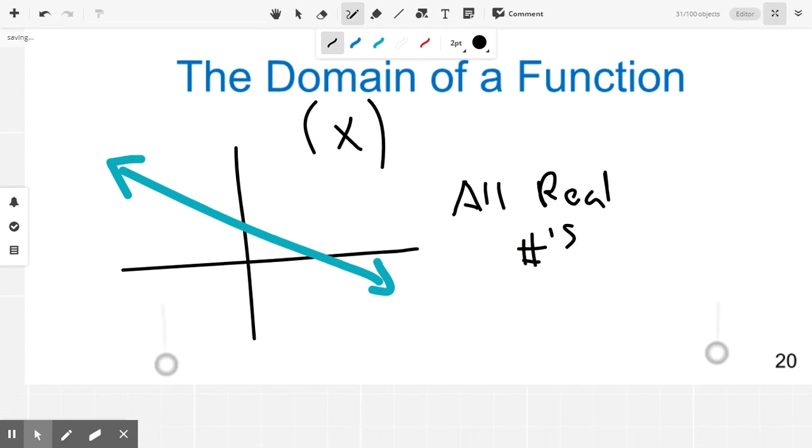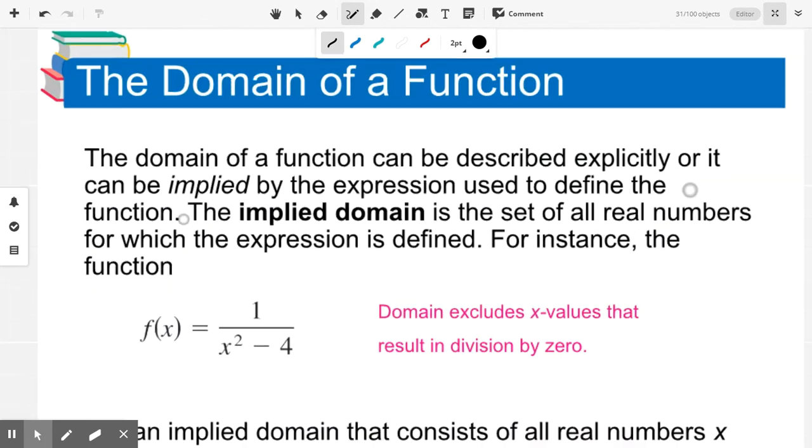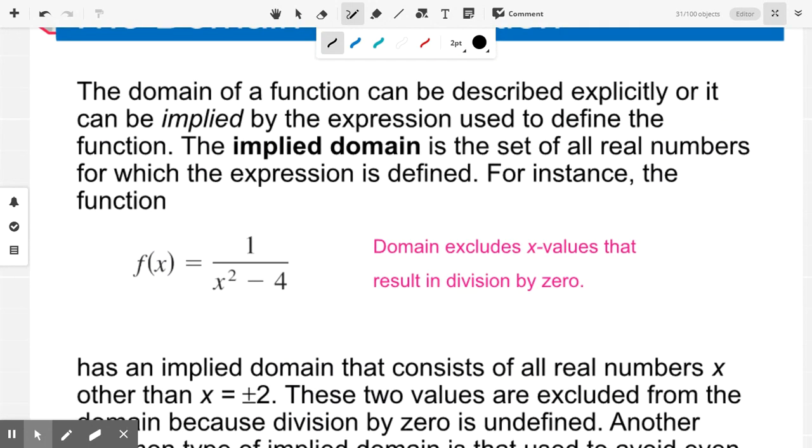Okay, and let's move on. Let's see what their definition is. I'm sort of getting ahead of myself there. The domain of a function can be described explicitly or it can be implied by the expression used to define the function. The implied domain is a set of all real numbers for which the expression is defined.